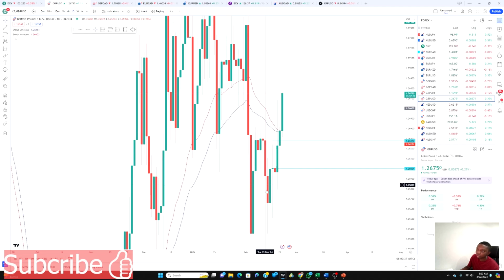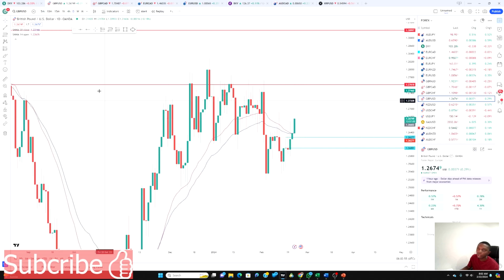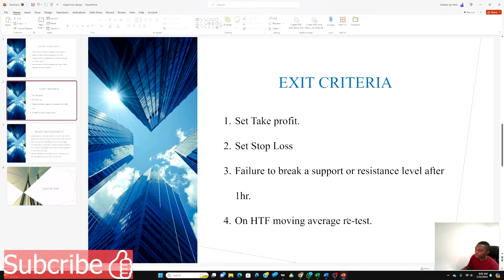So once it touched a higher time frame moving average, the 4-hour, the daily, the weekly or the monthly moving average, just exit. At the moment we are around the monthly moving average, but that's a long time thing. We don't really have much to do with that. So that is what that means. So let's go to the last slide, our trading management.